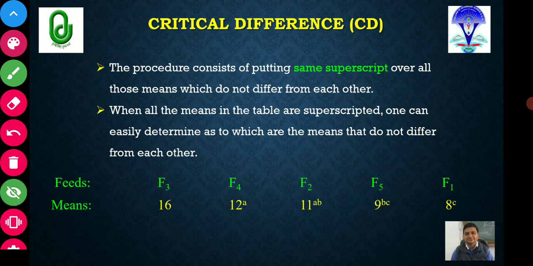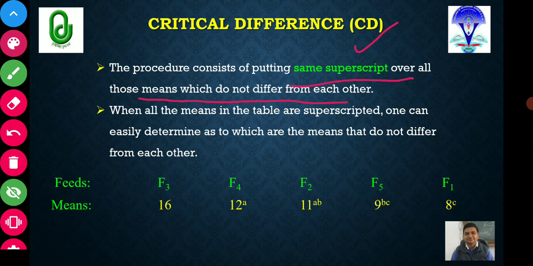The procedure consists of putting the same superscript over all those means which do not differ. Putting a superscript is the same as putting an underline. We put the same superscript if there is no difference between the means as per the calculation. The calculation part is the same: with the help of CD, you determine whether they are different or not. If they are not different, you put the same superscript, A, A. If you are writing B, then B on the same.